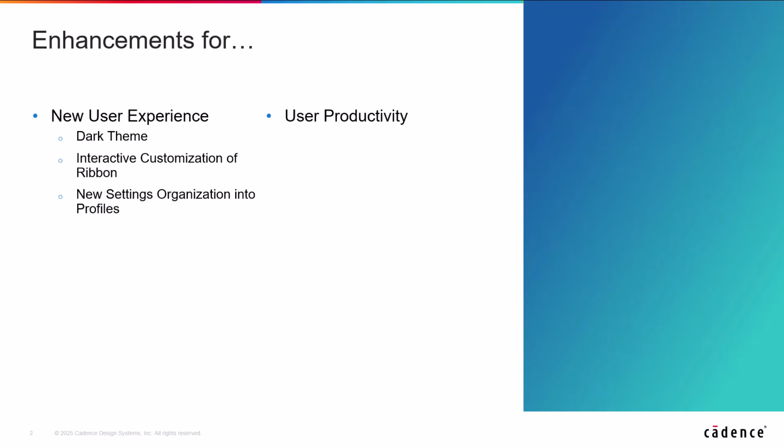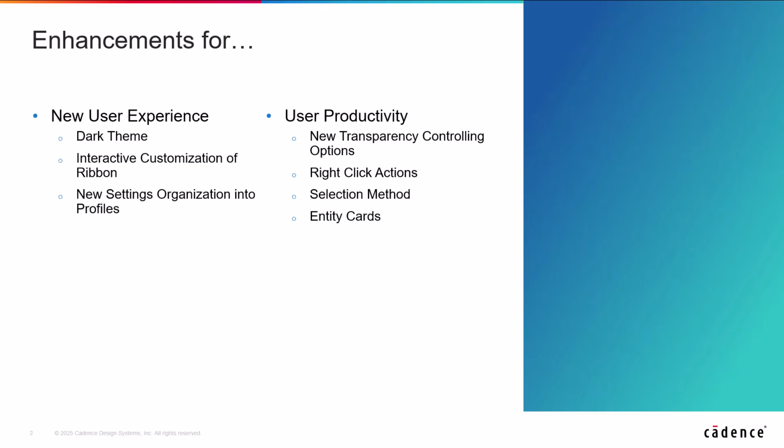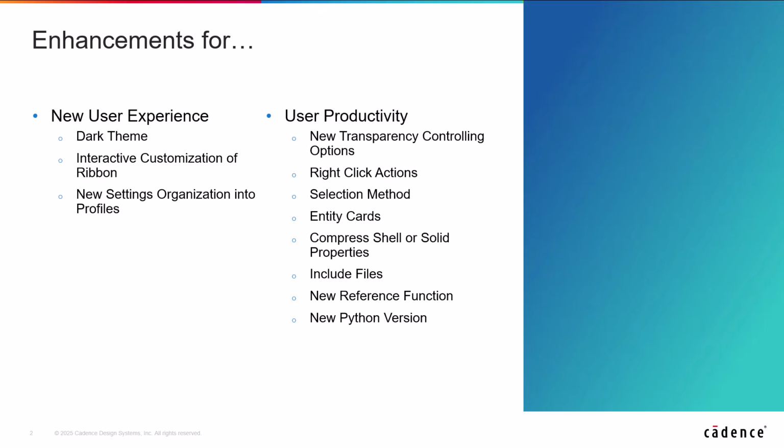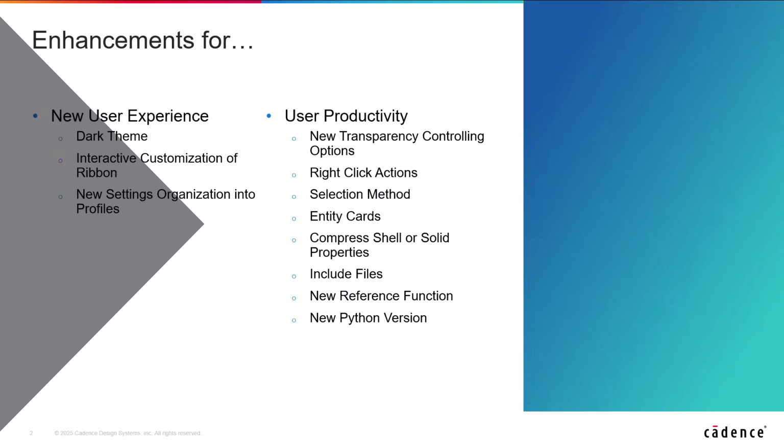These include the introduction of a dark theme, support for interactive customization of ribbon tabs, and the organization of settings into profiles. Following that, we will shift our attention to the user productivity enhancements. Among the most notable are the new transparency control options, enhanced right-click actions, improvements in selection and entity cards, the compress function for shell and solid properties, enhancements for include files, the new reference function, and the updated Python version. Let us now take a closer look at the new capabilities introduced in ANZA 2025.1.